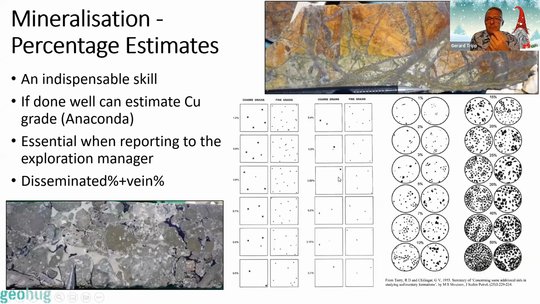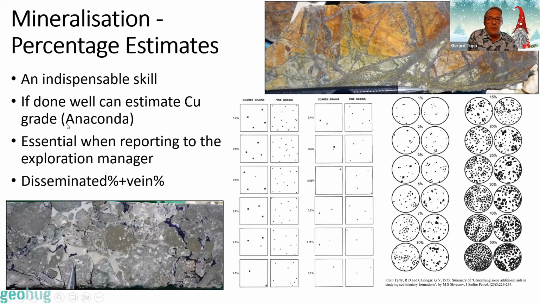Okay, so mineral percentage estimates is another really essential tool for the economic geologist. If you're working in copper, it's essential. You can't get away without it, because unlike gold, copper is fantastic. If there's copper in the rock, you're going to see it, and you're going to be able to estimate the grade based on how much copper you can see in the rock. So we want to look at the disseminated proportion, the vein proportion, and then work out an estimated grade.